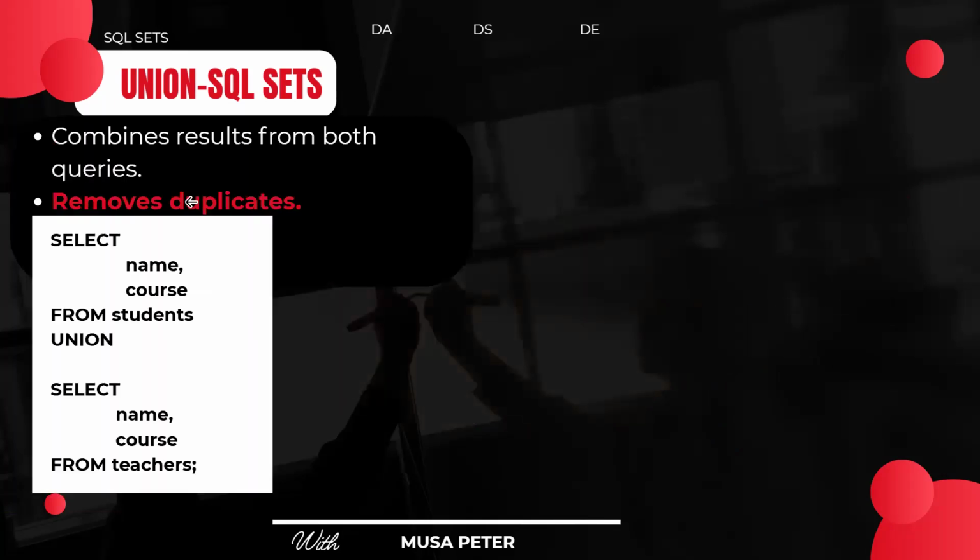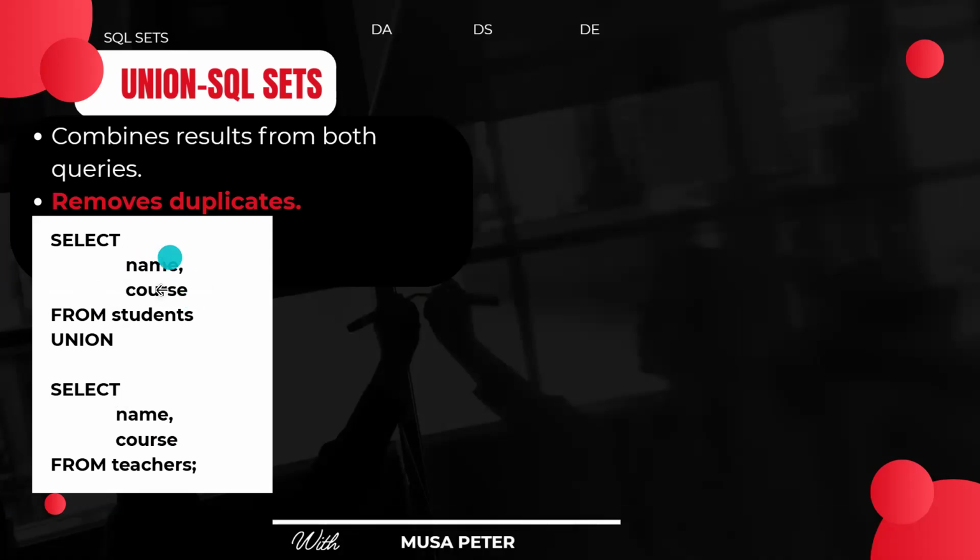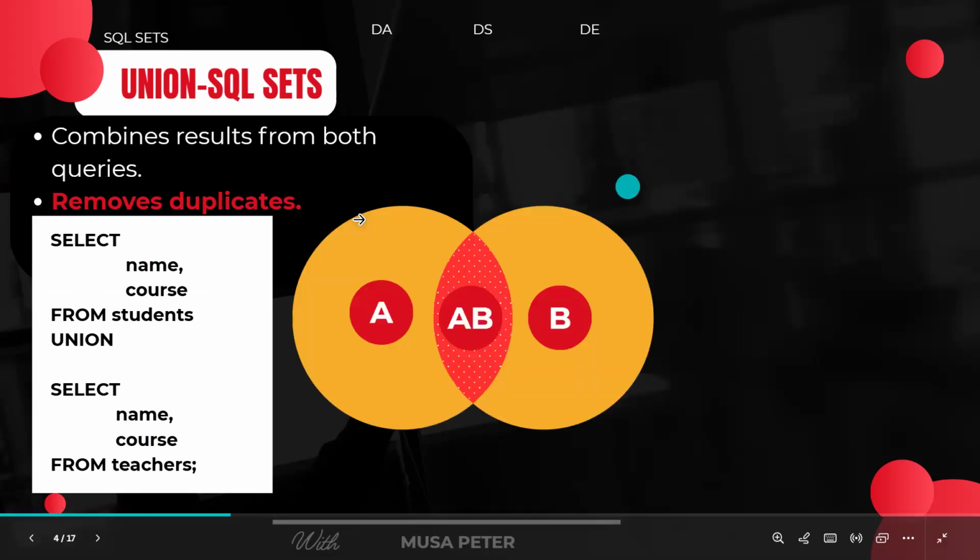In this case, we are going to select the name and the course from the students table. And then we union the results of the first table with the results of the second table. Within the second table, we are going to choose the name and the course of the teachers, and we are going to union them. Now, these are the specific columns from the tables. The name and the course, those are the columns, and these are also the columns. So this is a specific representation, or a Venn diagram, that represents the output.